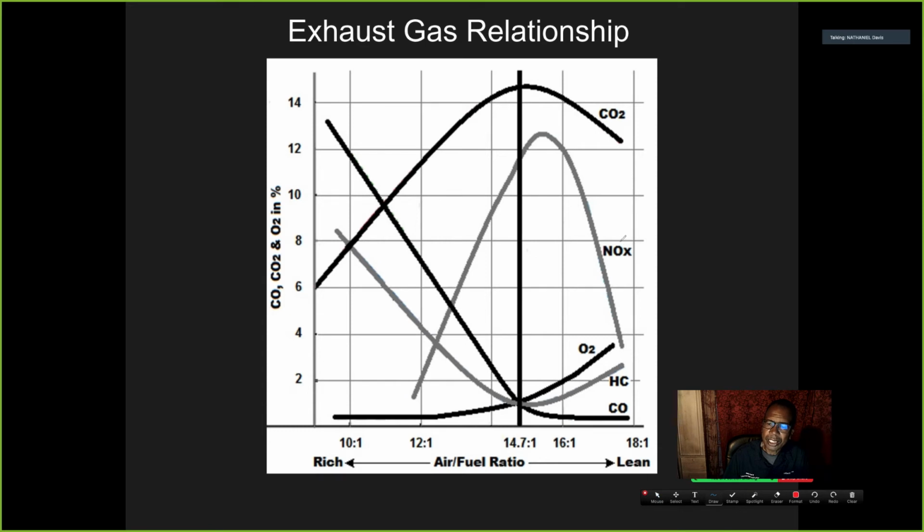Where's NOx? Look at NOx. There's NOx right here. All right, this is NOx. Look here. At 14.701, right here, that's a balanced air-fuel mixture, a stoichiometric. If I stayed at 14.701, NOx would be high. You can see as it goes lean, it gets even higher.